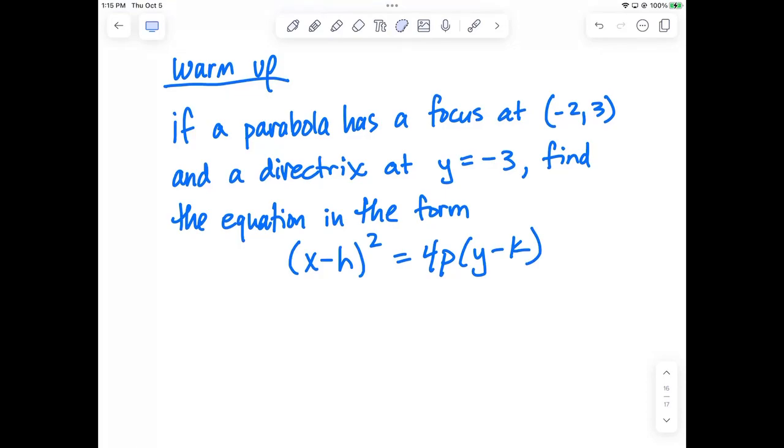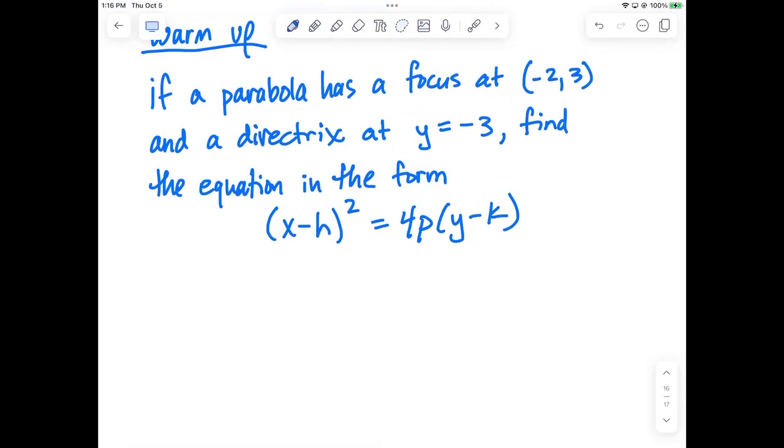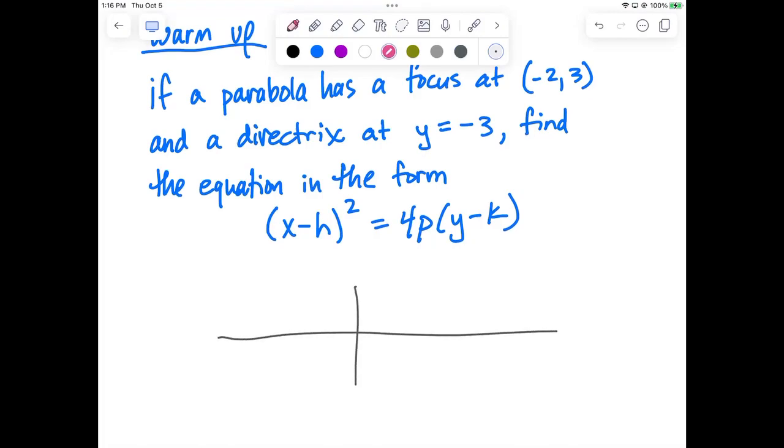And to do that, we plot our points. So we just make a quick little sketch here. It doesn't have to be anything too elaborate. Y-axis, x-axis, negative 2, 3. That's going to be the focus. I'll even write that over here, F at negative 2, 3. F for focus. The directrix is at negative 3, so that's down here, and it's going to run like this. How do I know it runs horizontally? Y equals. Very good. That's the horizontal line.